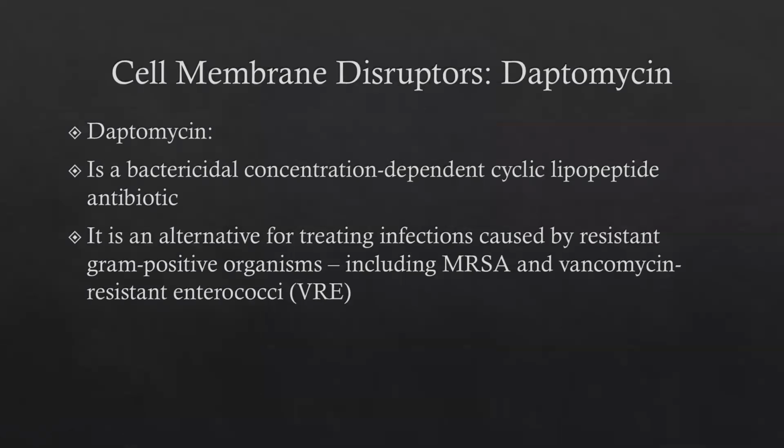Okay, now for the cell membrane disruptors, we have daptomycin. Okay, so daptomycin is a bactericidal, concentration-dependent cyclic lipopeptide antibiotic. It is an alternative for treating infections caused by resistant gram-positive organisms, including MRSA and vancomycin-resistant enterococci. So for those microorganisms that develop resistance to vancomycin, the option should be to give daptomycin.